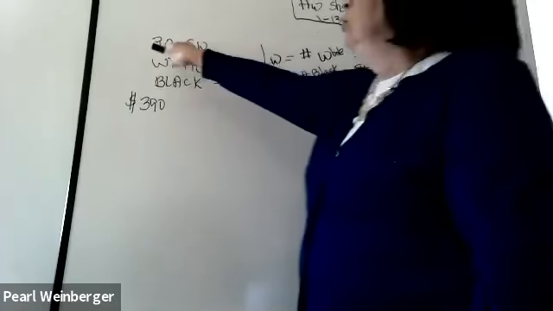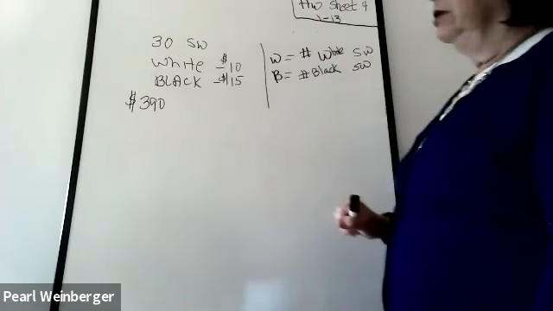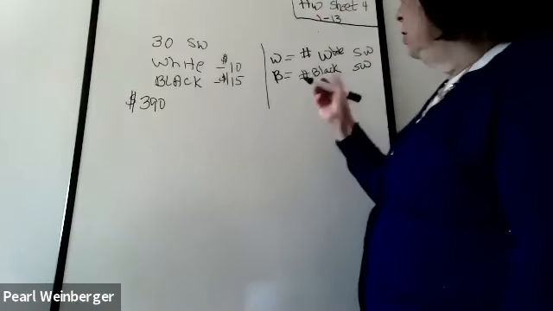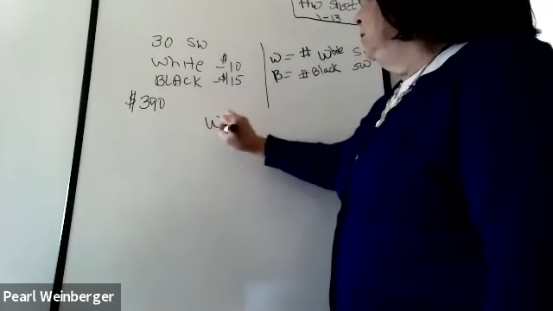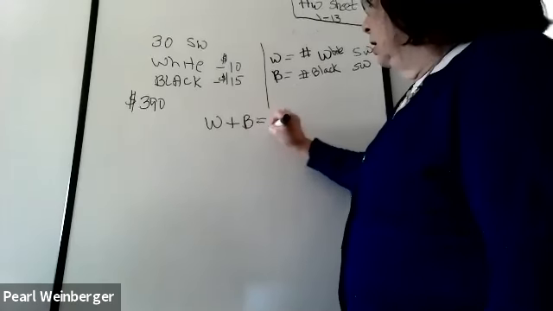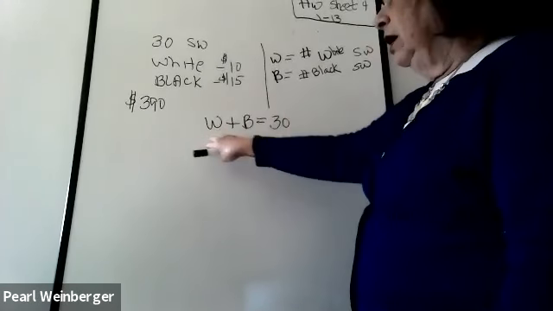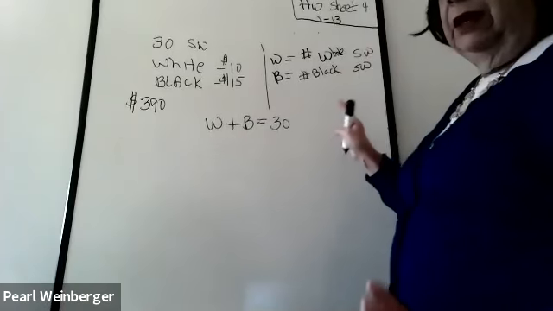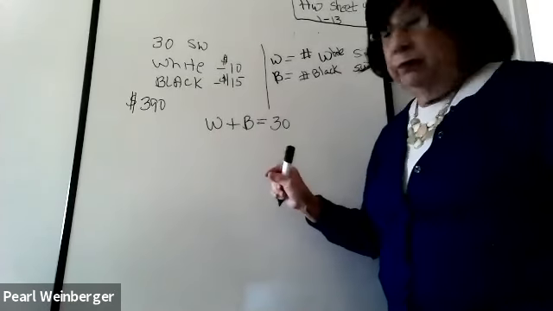I know a total of 30 shirts were sold. 30 sweatshirts were sold. So it must be that W plus B equals 30. It has nothing to do again with the money. It's just how many were sold.